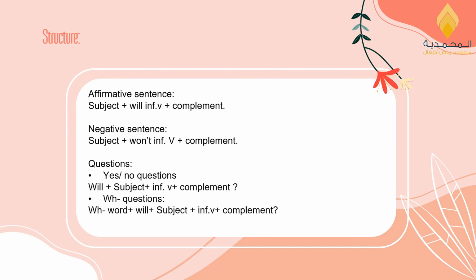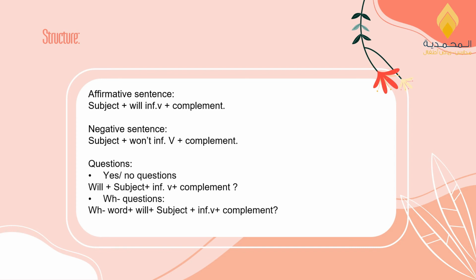Starting with the affirmative sentence, as any other sentence in English, it is going to start with a subject, followed by will with the infinitive form of the verb plus the complement. Negative sentence, which means that I am going to add not to the sentence. I have subject plus won't, the infinitive form of the verb plus the complement. Won't is the contraction of will plus not.